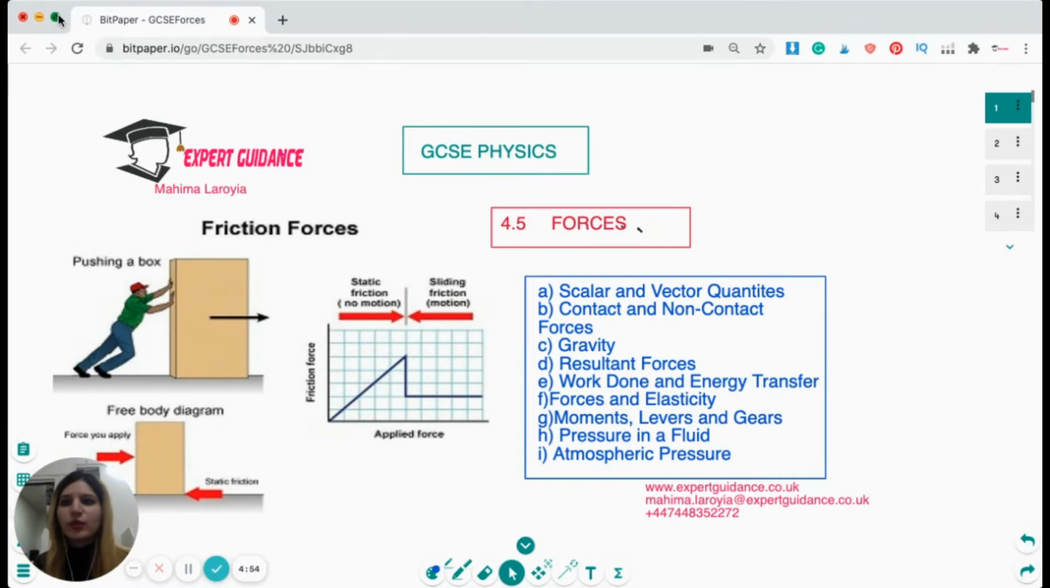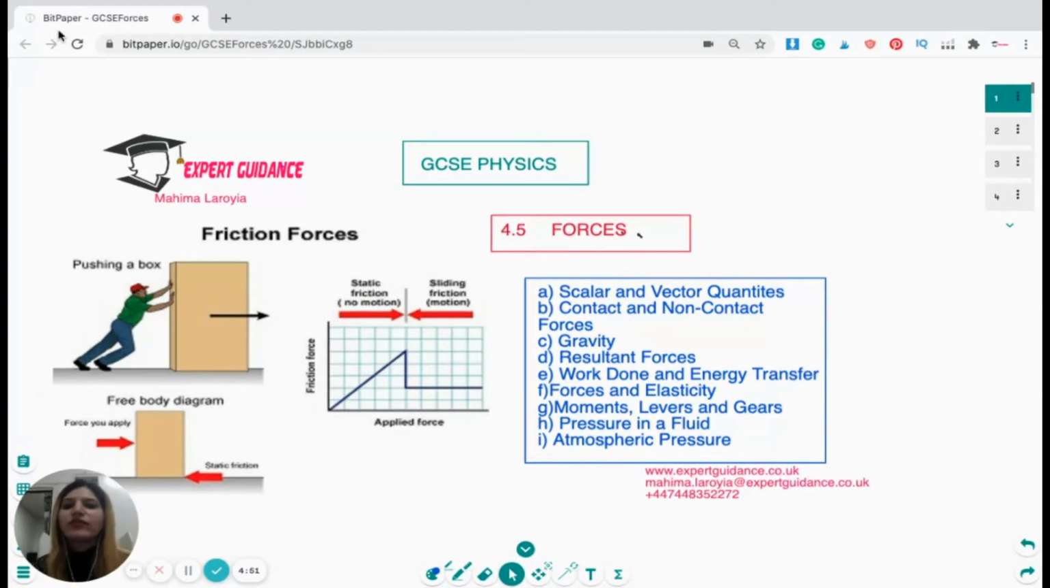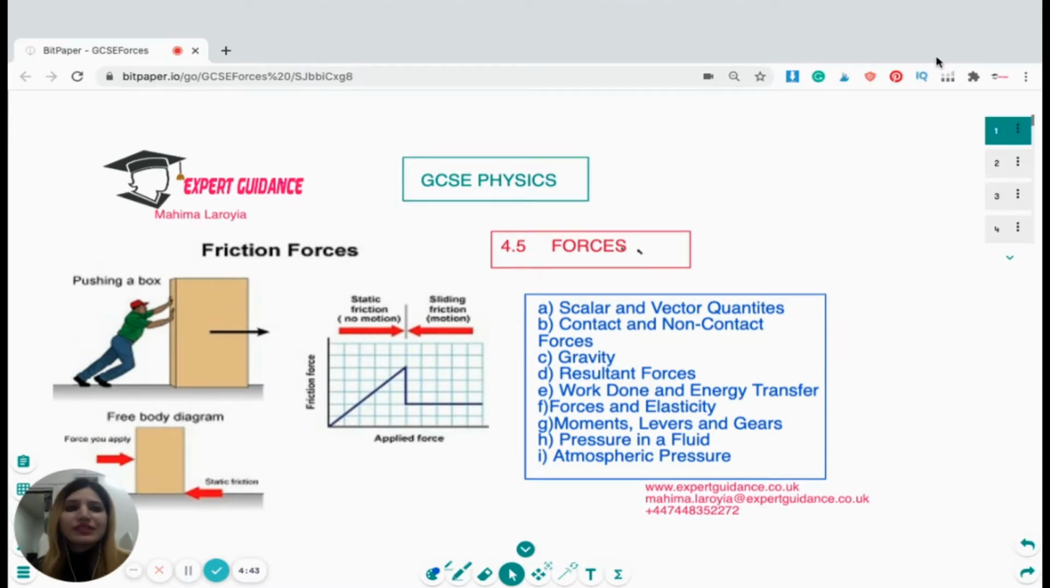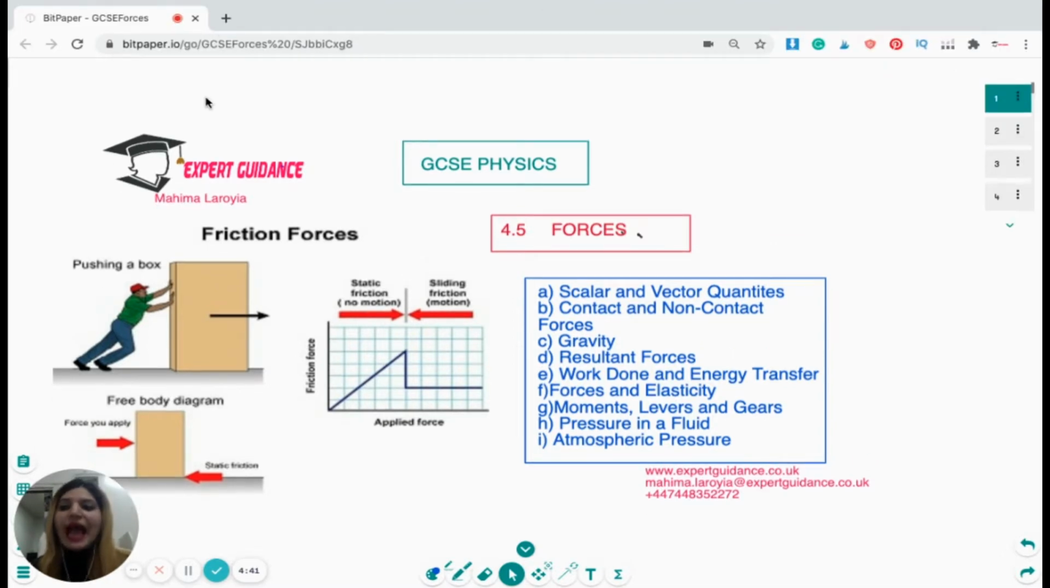Today in this video, we'll be covering the topic of forces of GCSE Physics. Now this is a very important topic because in this unit, we'll be covering both forces and the motion topic. And both of these topics are very important for your GCSE Physics. So I would request you to watch the videos till the end because we'll be covering each and every topic in detail, followed by the glossaries and the key terms of this unit.